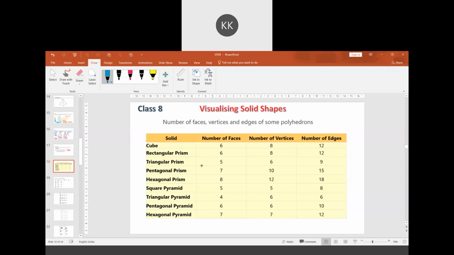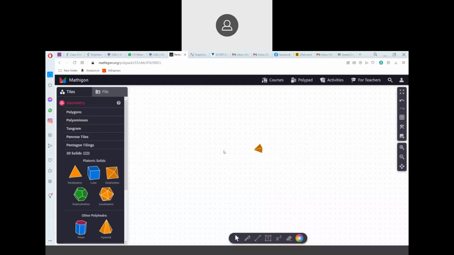Apart from this, you also must learn something called a net. Do we know the meaning of net? Skeleton of a shape, sir. We can get a 2D shape. If we open that polyhedron, we will get a net.